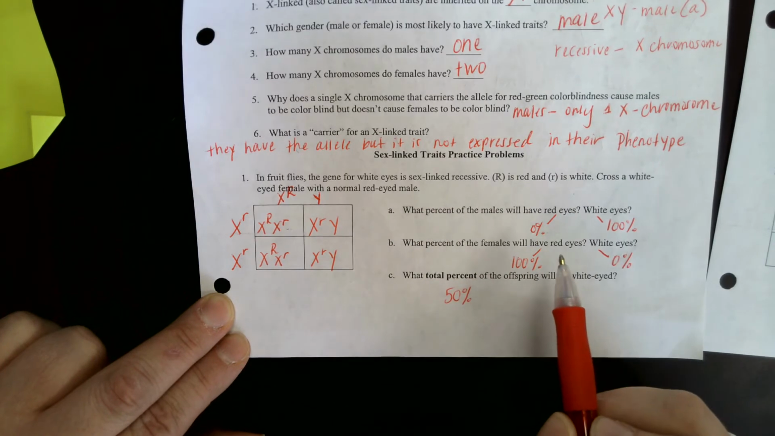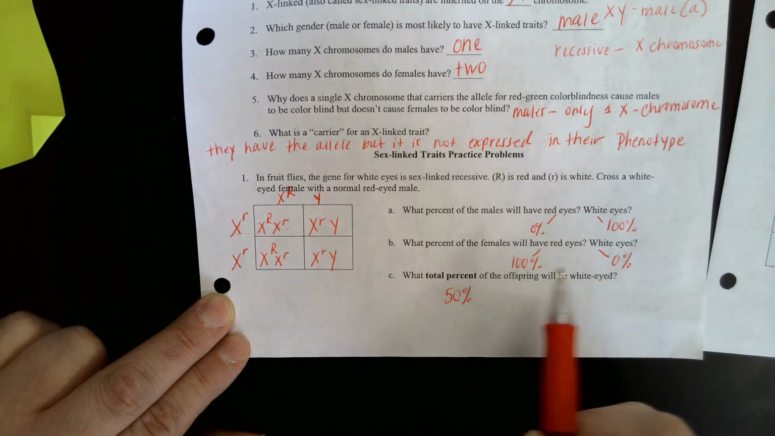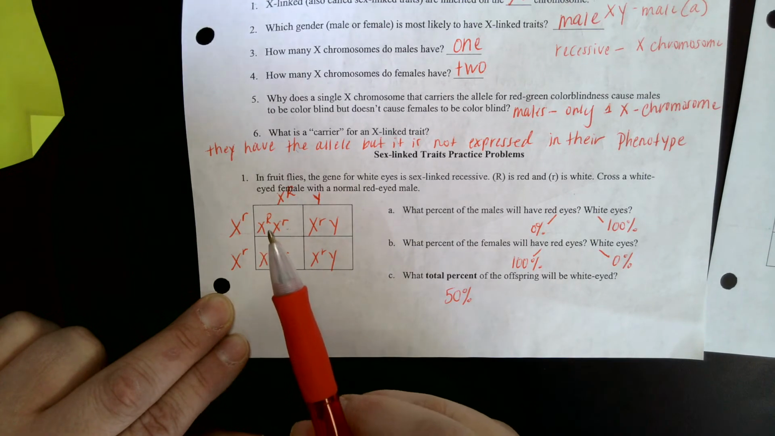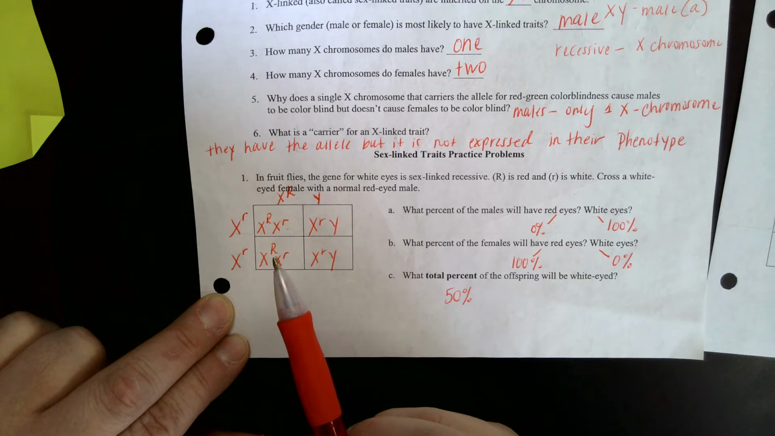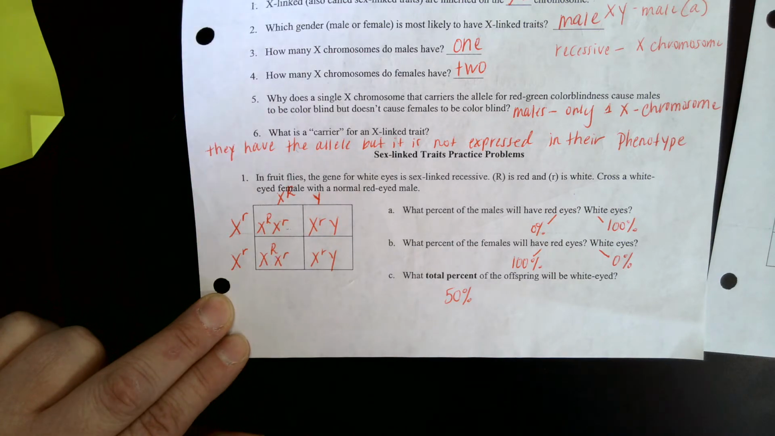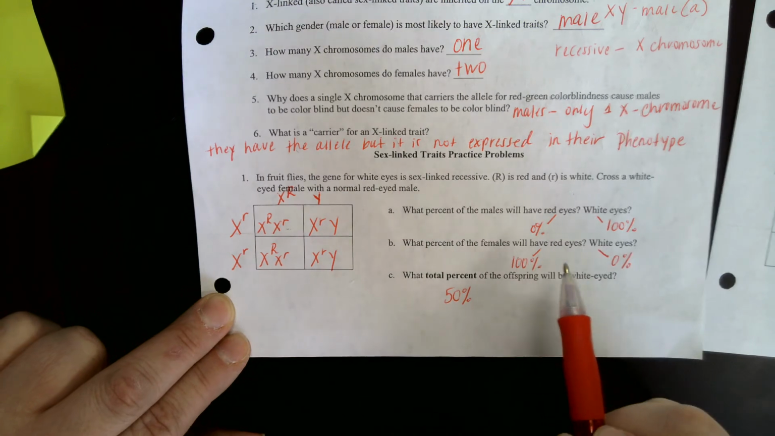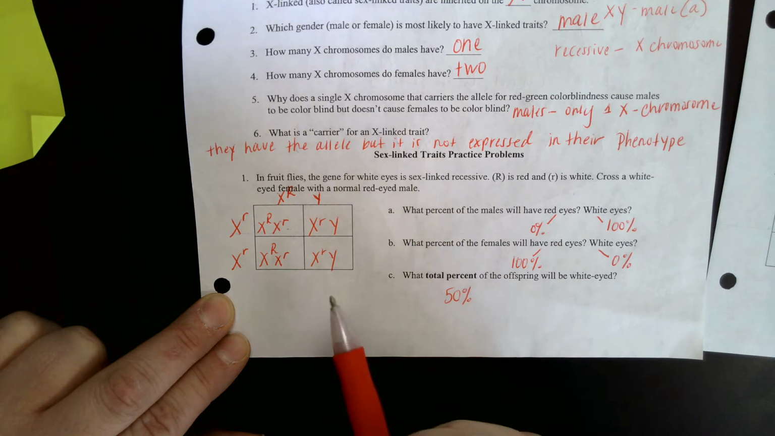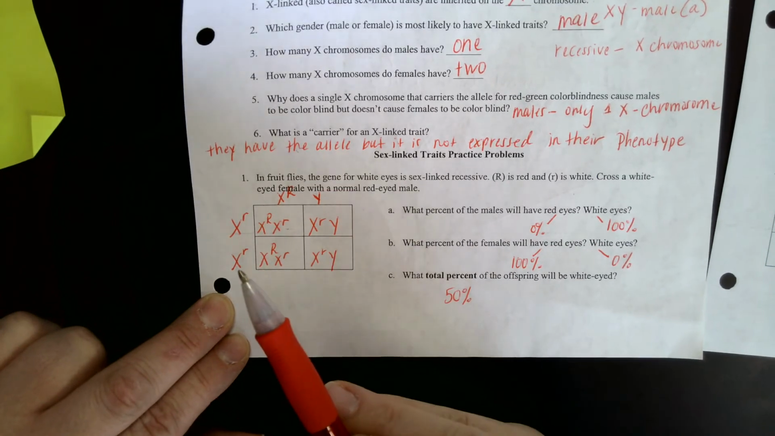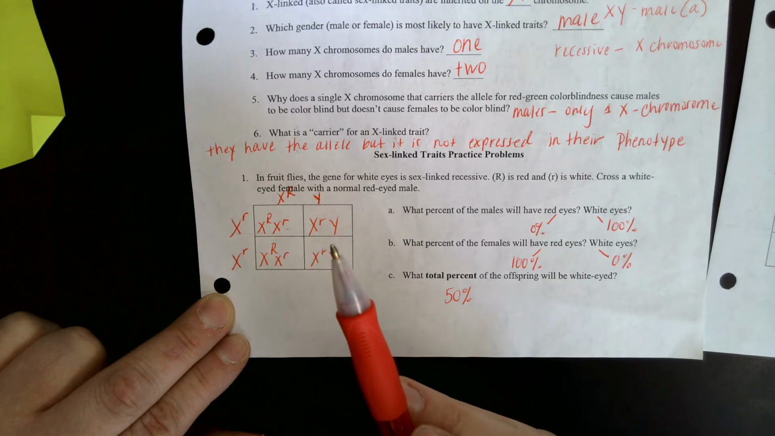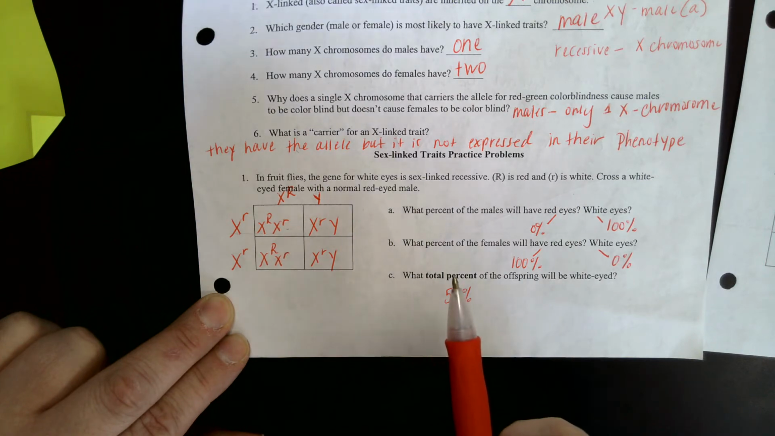What percent of females have red eyes versus white eyes? Now we're just looking at this side of the Punnett square. For females, they both carry a big R. So just like normal traits, if you have one capital letter, you're going to follow the dominant trait. So 100% red eyes, 0 white. Total percent of all the offspring: we're looking at all 4 here. So we have red, red, white, white, 50%.